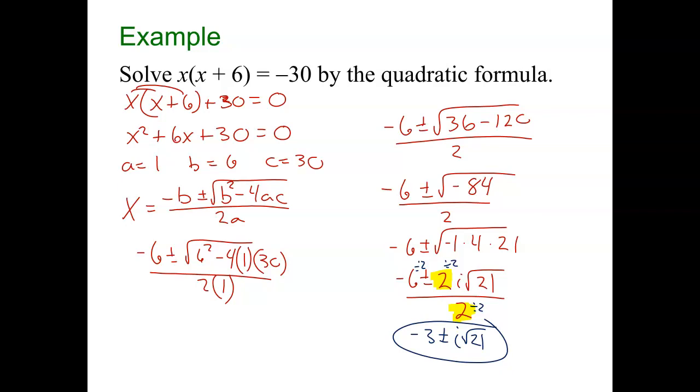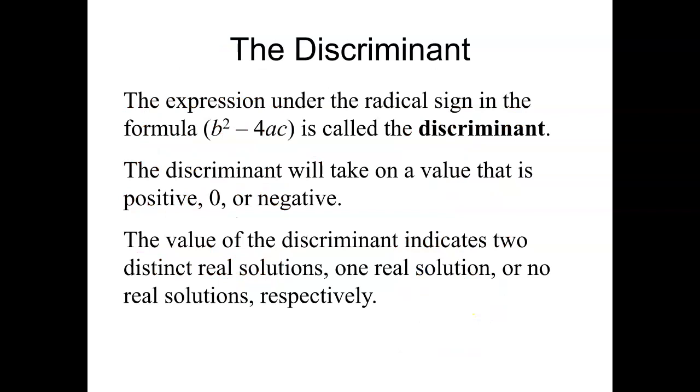Okay? Now, we have part of our quadratic that's called the discriminant. It's the radicand, the expression under the radical sign. So b squared minus 4ac is the discriminant. And the discriminant is this magical property that will take on a value that is either positive, 0, or negative. That's what we're looking for. Is the discriminant positive? Is the discriminant negative? Or is the discriminant 0? And based on that information, the discriminant will tell us how many and what type of solutions we'll get.